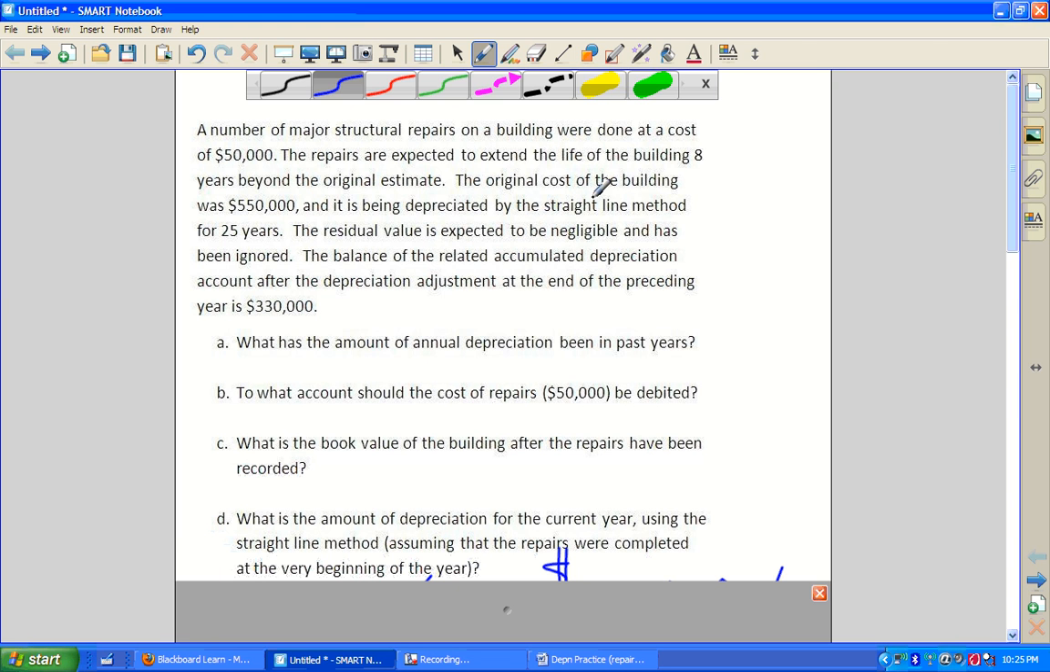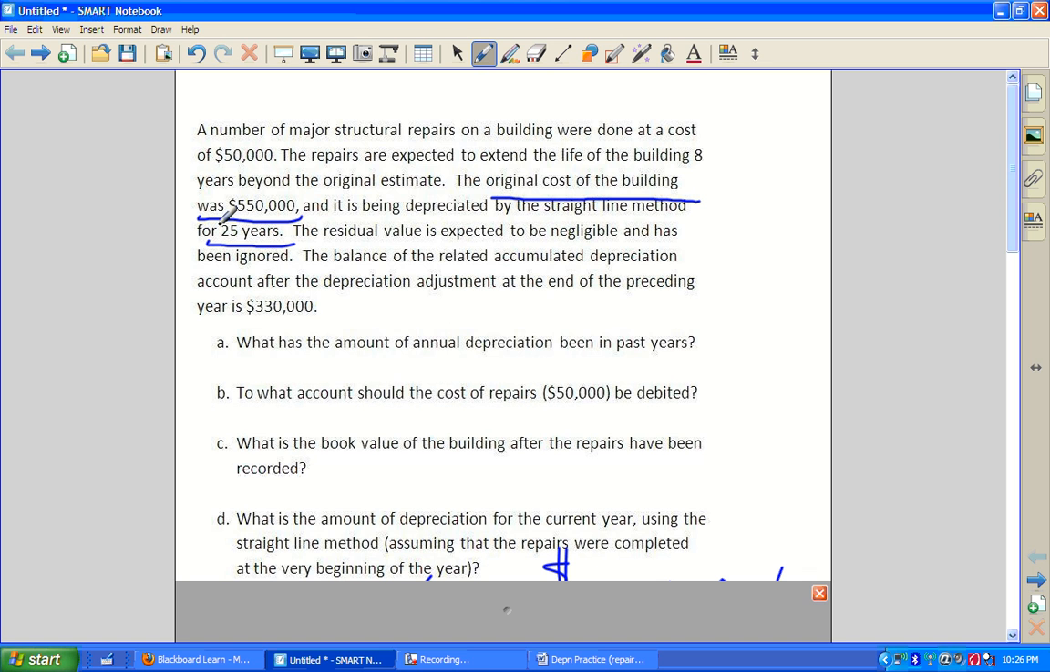Okay, let's take a look at this revision of depreciation problem here. I've solved it already, and I'll just go through and walk you through it. Okay, here's the issue. We've got a building that originally cost $550,000, depreciated over 25 years. We say we're going to do some major structural repairs. These are expected to extend the life.